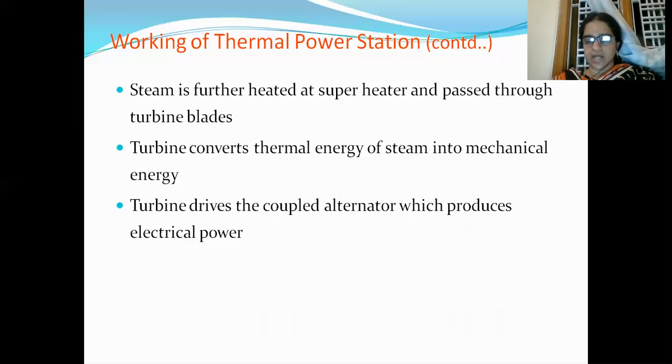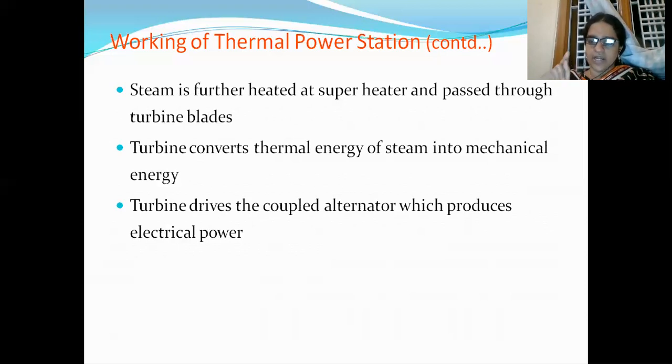I have told you that a turbine is a converter. It is a machine which converts one form of energy to another. The turbine converts steam energy, or thermal energy, into mechanical energy, and it drives the alternator. Why? Because we can't directly give the steam energy to the alternator. The alternator will not take steam or thermal energy. It will only take mechanical energy as input.